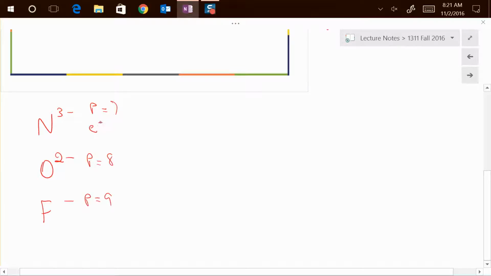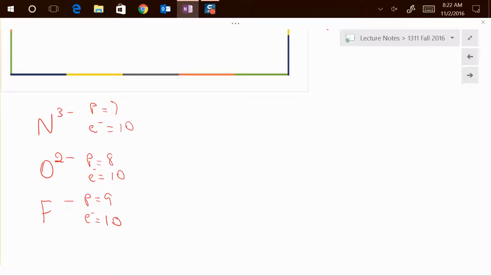How many electrons do we have on each of these? 10. They each have the same number of electrons. They're isoelectronic. Okay? They all have the exact same electron configuration: N3 minus, O2 minus, F minus. They all have 10 electrons, but they have different numbers of protons, 7, 8, 9.